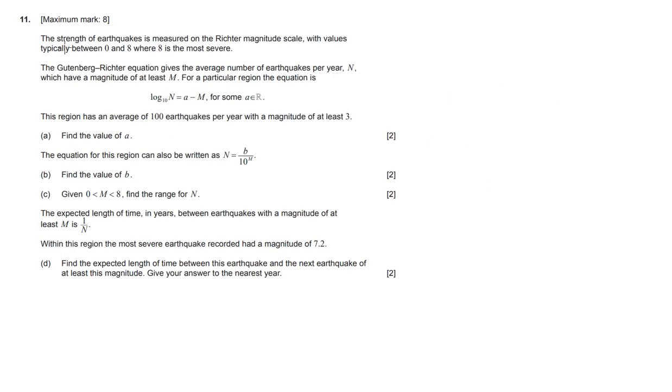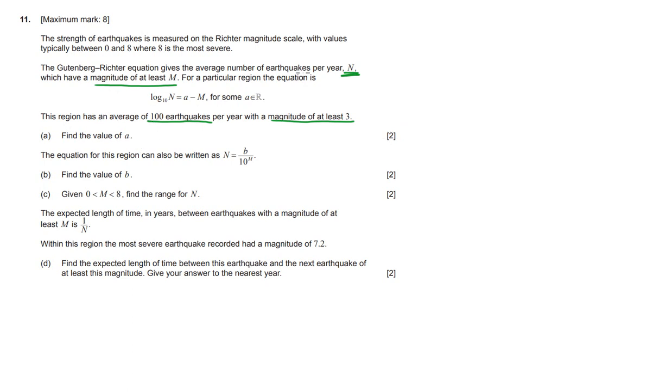Let's move on to 11. Okay, strength of earthquakes is measured on the Richter magnitude scale, with values typically between 0 and 8, where 8 is the most severe. The Gutenberg-Richter equation gives the average number of earthquakes per year, n, which have a magnitude of at least m. For a particular region, the equation is this here. The region has an average of 100 earthquakes per year with magnitude of at least 3. Find the value of A.